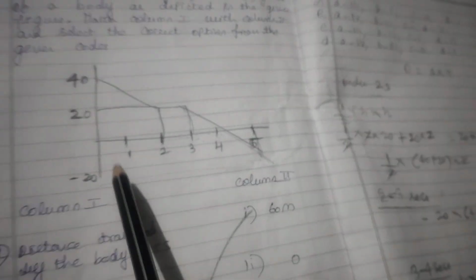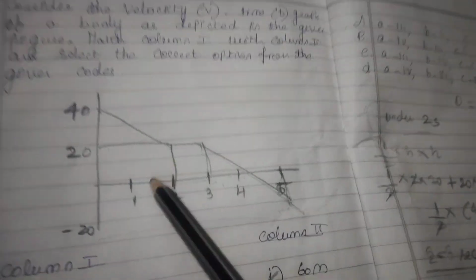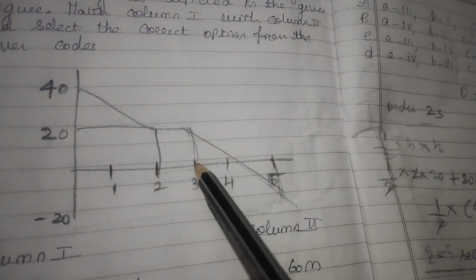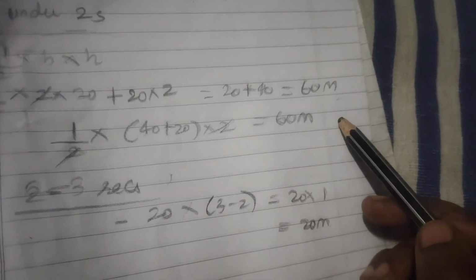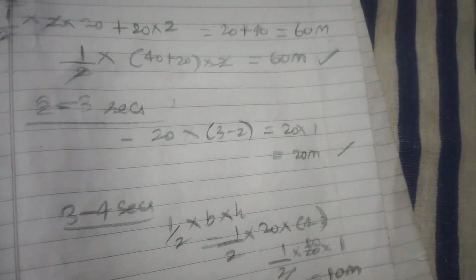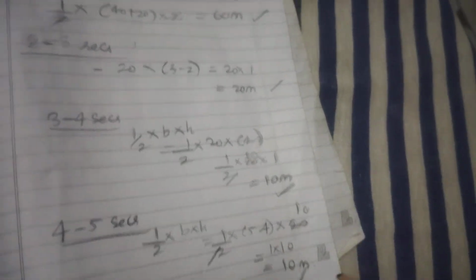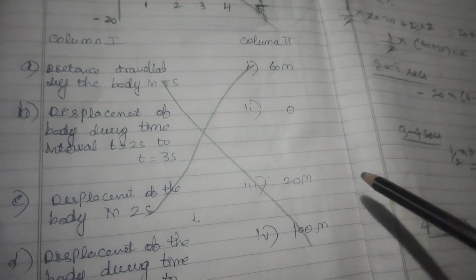So for 5 seconds, distance is we have to add all these: for 2 seconds, for 2 to 3 seconds, for 3 to 4 seconds, and 4 to 5 seconds. Then we will get for 2 seconds 60 meter plus 20 meter plus 10 meter plus 10 meter. So the sum will be 100 meter. So distance traveled by the body in 5 seconds is 100 meter.